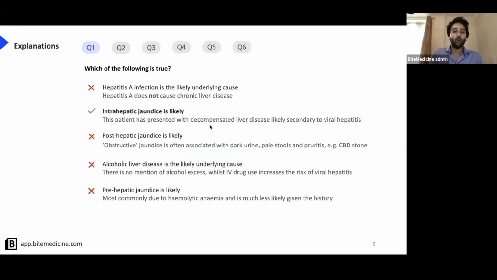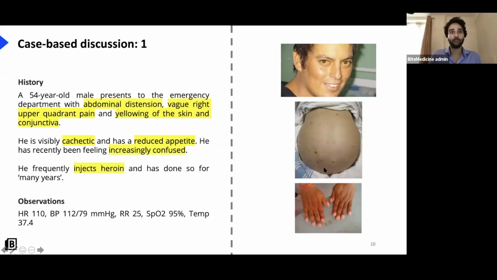So why do we think this guy has intrahepatic jaundice? Well, first of all, let's put all the pieces of this case together. We have a chap with decompensated liver disease. Now, why do we say it's decompensated? And why do we think it's likely due to viral hepatitis? Well, we pop over here. What is this distended abdomen?